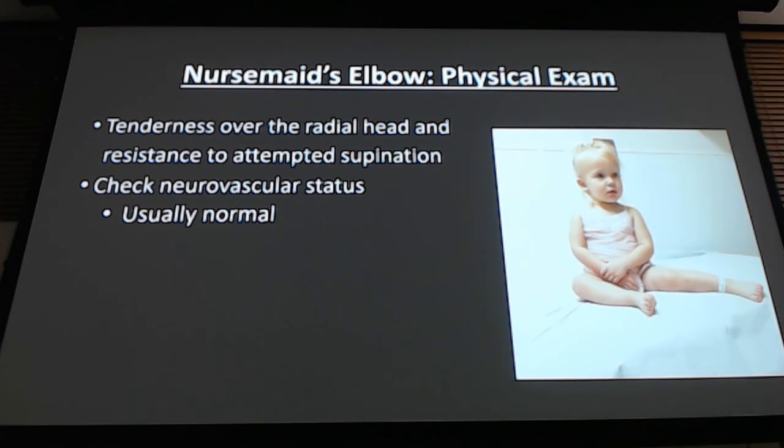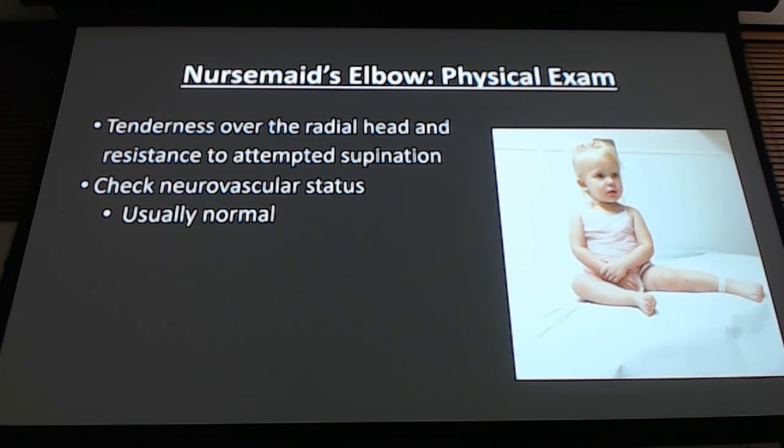This is the position you may find the patient in. Random picture, but I think it serves a purpose. You walk in and everything seems to be chill, right? And then you go to grab the arm or ask the patient to reach out and they refuse. And when you go to grab the arm, they scream and spit. Some of them. Okay? True story. So they have tenderness over the radial head and resistance to attempted supination. So they don't want to go palm up, right? They're held palm down, they don't want to go palm up.